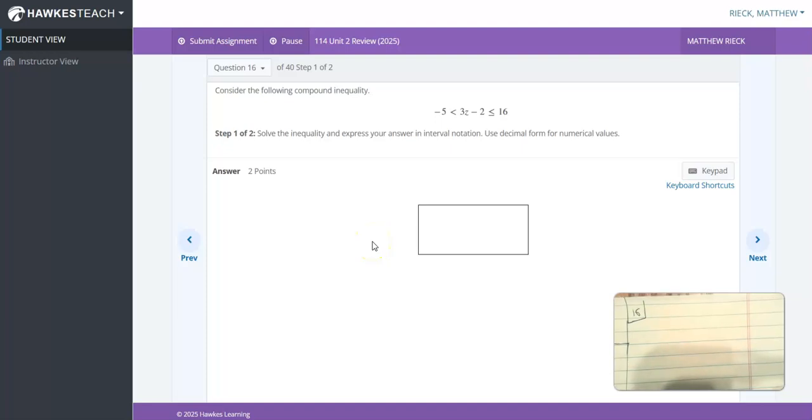All right, so next one here, so we're looking at 16. So again, we have a string of inequalities that we're trying to solve here. So you have -5 is less than 3z minus 2, which is less than or equal to 16.